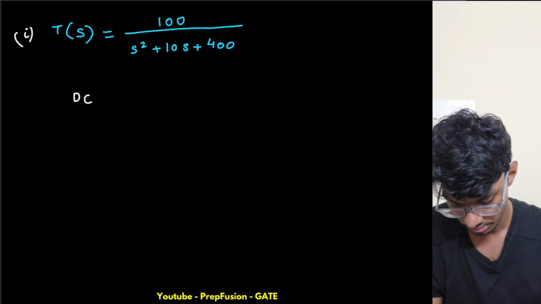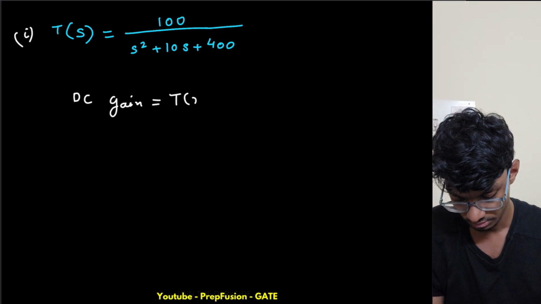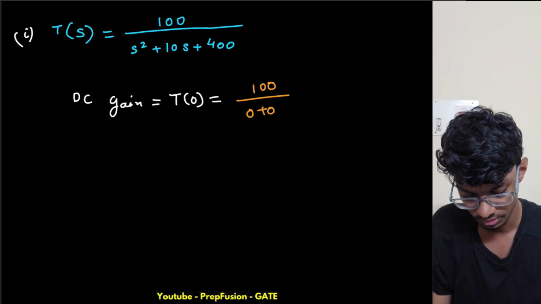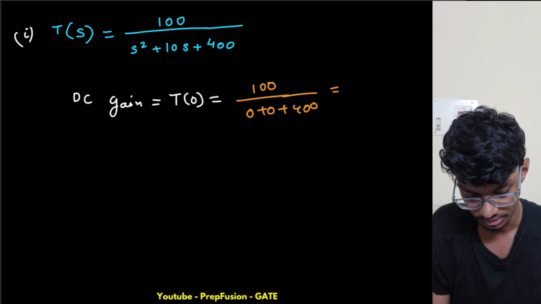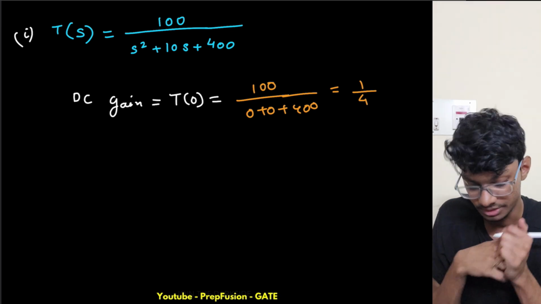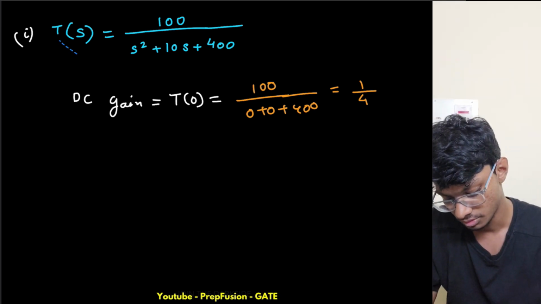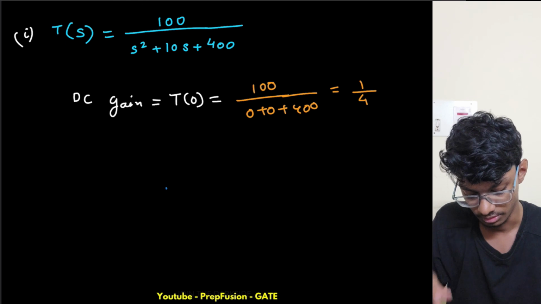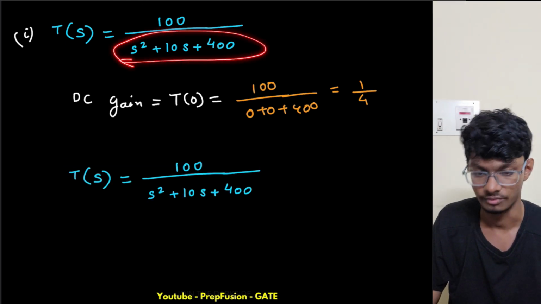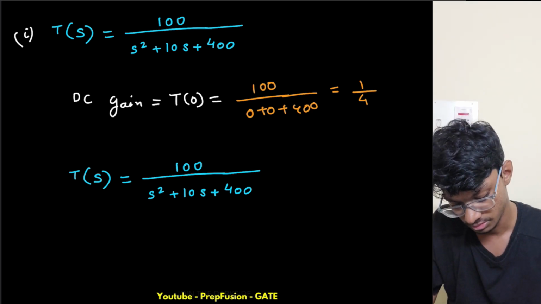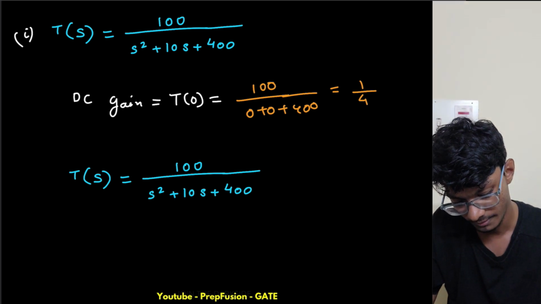So the DC gain is 100 by 0 plus 0 plus 400, right? So it is basically equal to 1 by 4. Now the DC gain is 1 by 4, so I can replace this in my standard format. If you want to find the natural frequency and zeta, you always look at the numerator. But I will convert this into standard form first, since this is not standard form.